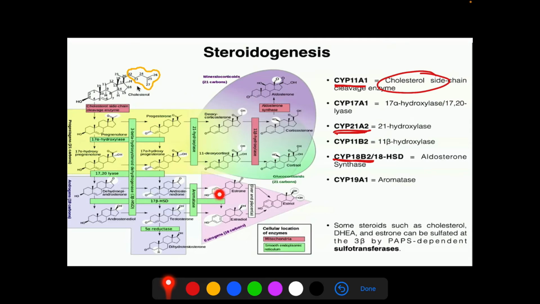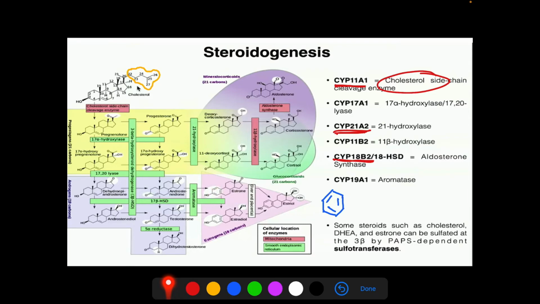Okay, you can see here the shaded part. And then the A ring becomes completely aromatic. That's why aromatase looks like this one. So just like that one, completely aromatic. So that's what I'm telling you. You can see it here.